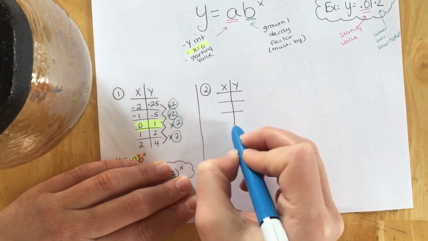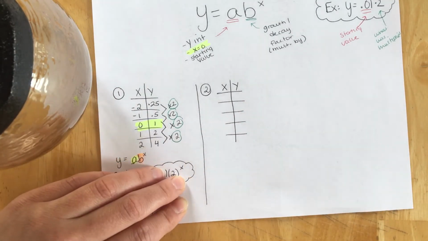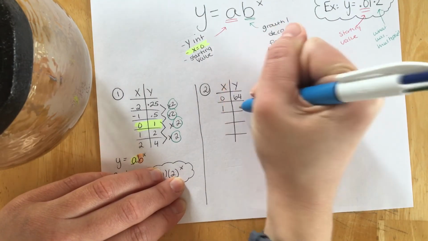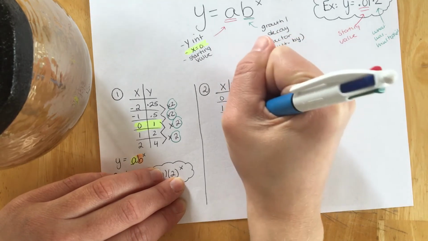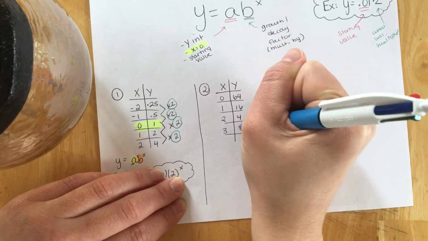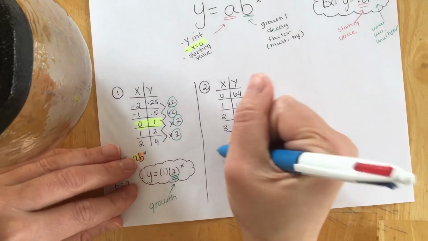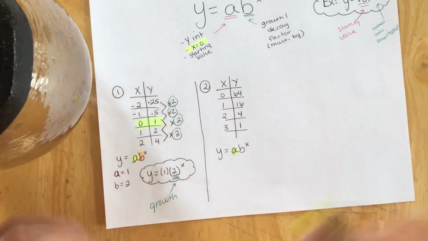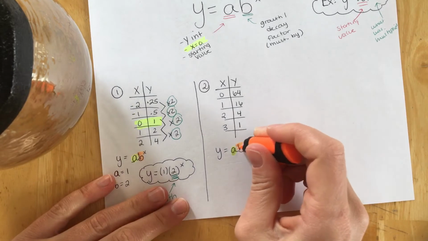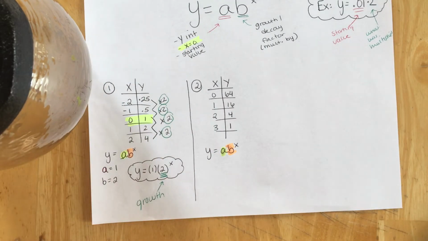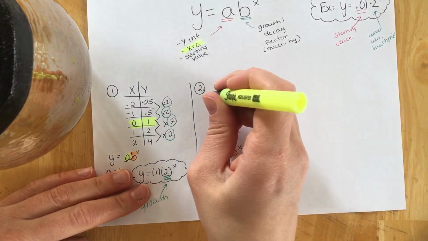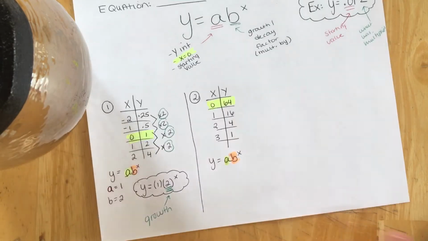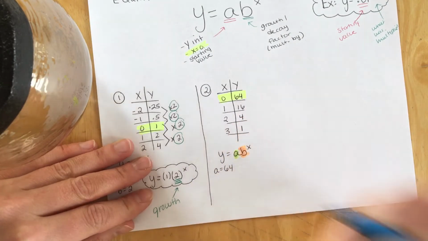Okay, these are your next points. So let's go ahead and do 0, 64, 1, 16, 2, 4, and 3, 1. Okay, I need my y equals a times b to the x. I need my y-intercept. And I need my, whatever I'm multiplying, growth or decay factor. So it appears again that the y-intercept's sitting right there in front of me. Where x is 0, y is 64. So that means my a value is 64.